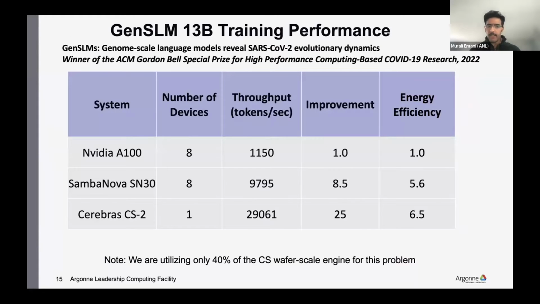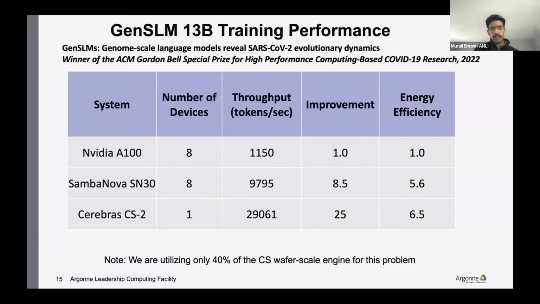So I'll give a quick example of how these systems compare for a workload. Here we're taking a science application called GenSLM. It's a genome scale language model, and this is built on a foundation model as a GPT-NeoX based code. This table shows the deployment on the A100 from NVIDIA, the SN30 from SambaNova, and the Cerebras CS-2.